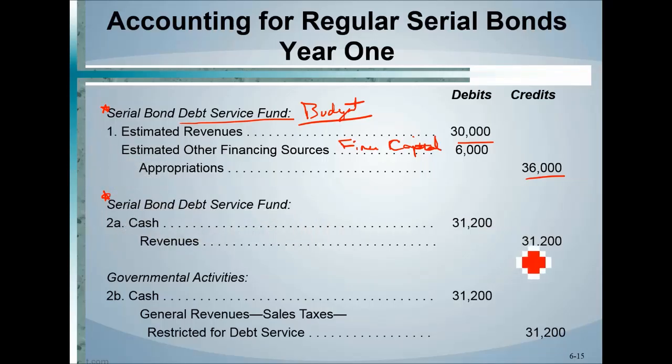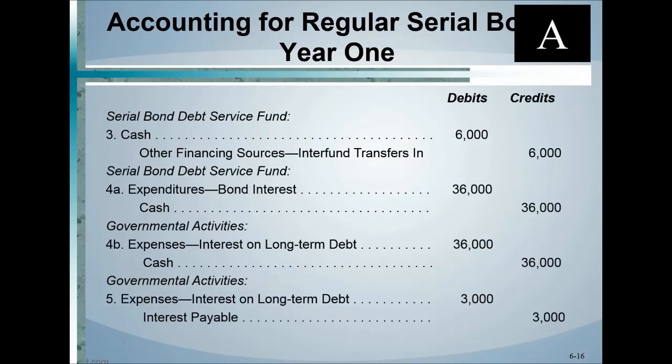Here are our actual revenues coming in, so we have our revenues and our cash coming in. Maybe this is something like a sales tax collection, specifically a sales tax for whatever debt we incurred. Identical things happen in governmental activities, so this really is the same transaction in two funds. Here's the actual transfer that we had budgeted, so that's something we need to put in there. And then we have our payment on the bond. This is bond and interest, and there's our cash going out the door. In governmental activities it's really the same transaction, different funds.